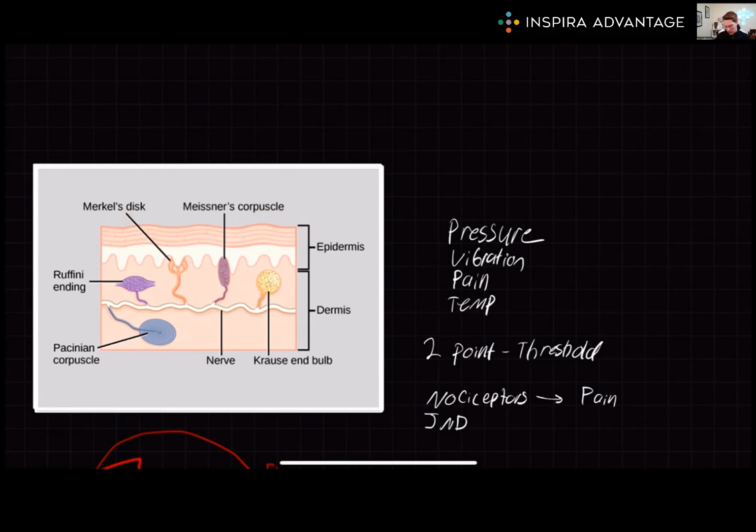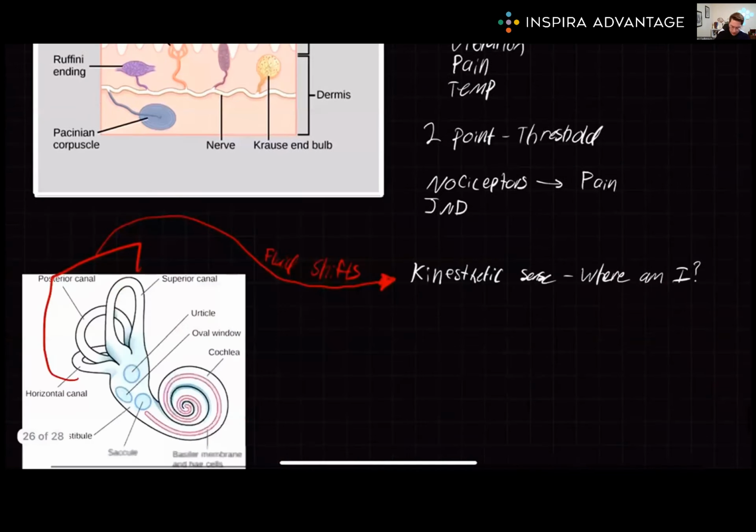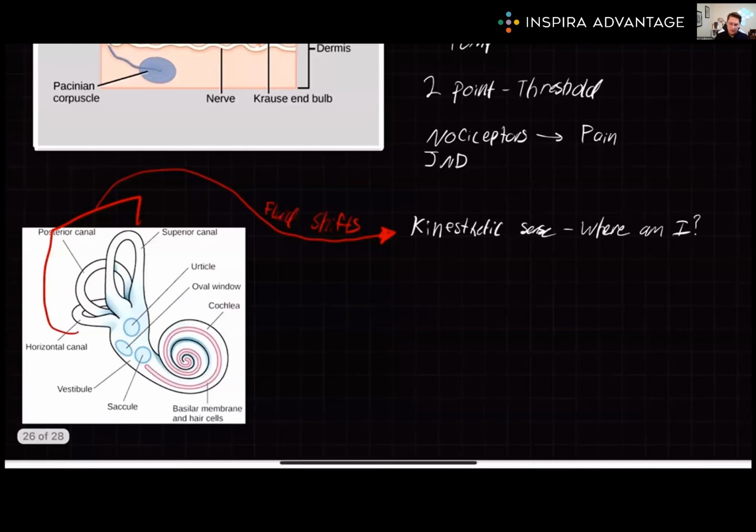Similar to the 2-point threshold, we have what is called the just noticeable difference. The just noticeable difference is the smallest difference in intensity that can be perceived by an individual. This is highly variable between people. And I also want to mention that nociceptors lead to pain. So nociceptors, nocio means pain, receptors means receptors. So this is how we feel pain. It's another great vocab word the MCAT will test you on. Nociceptors means pain.